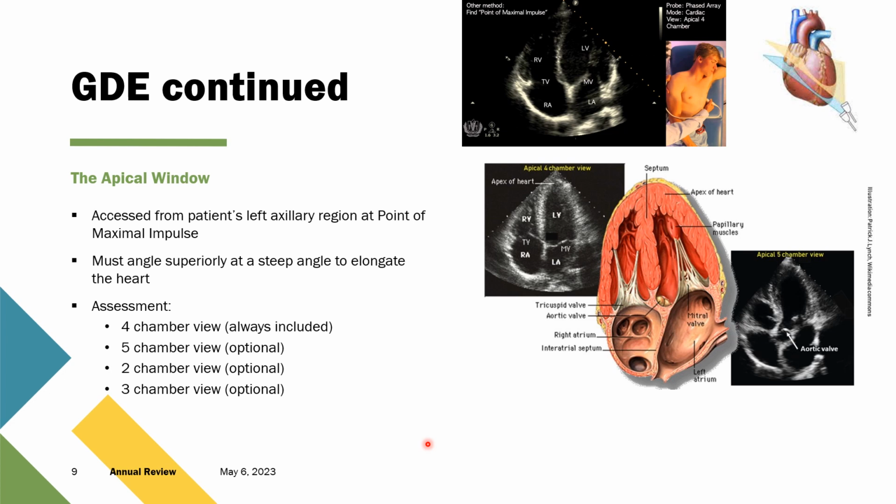If you have the time or the desire or the ability, you can go on to assess the five-chamber view, which would include the four chambers of the heart plus the left ventricular outflow tract. The two-chamber view, which would demonstrate the left ventricle in a different axis. And then the three-chamber view, which also helps to evaluate the aortic valve.